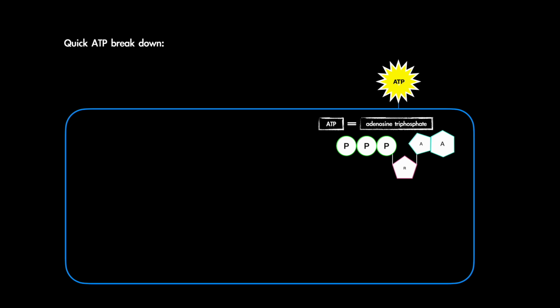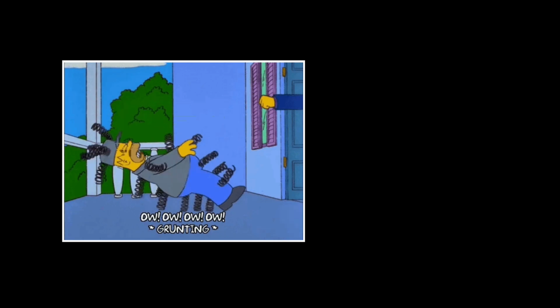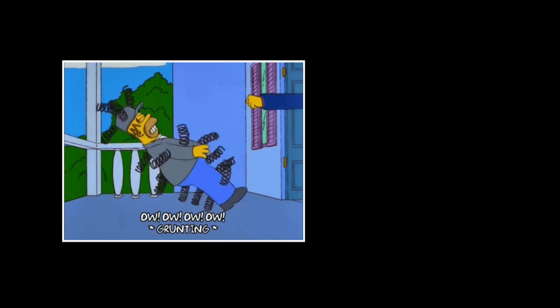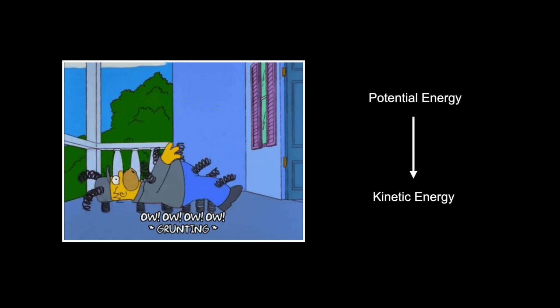ATP consists of three parts: adenine base, ribose sugar, and phosphate groups. There is lots of potential energy stored in phosphate groups. They are high energy bonds because electrons in these bonds are in a high energy state, ready to be released. It's kind of like a compressed spring. The potential energy can convert to kinetic energy.